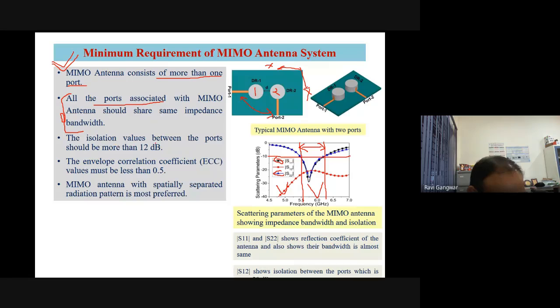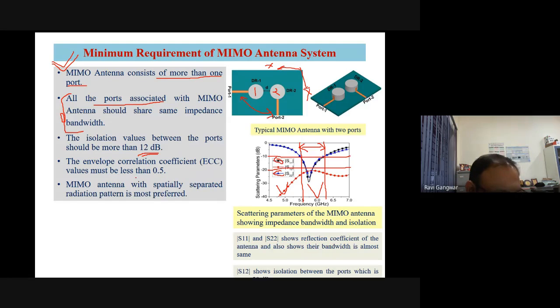Third one is that the isolation value between the ports should be more than 12 dB. Isolation means we go for S12 or S21 analysis. You can see that here we have put the antennas in an orthogonal position so that the port to port difference is very high. So here the isolation value is more than 20 dB. That is another point that we see.